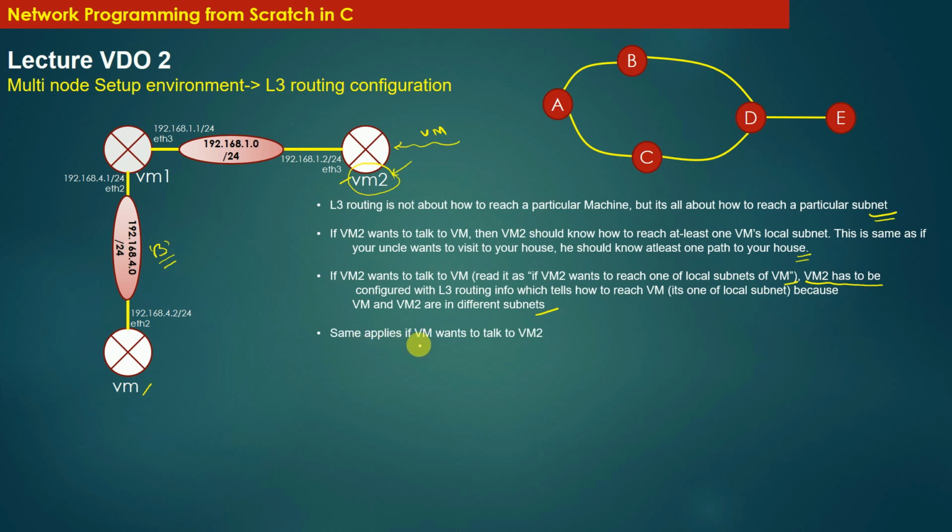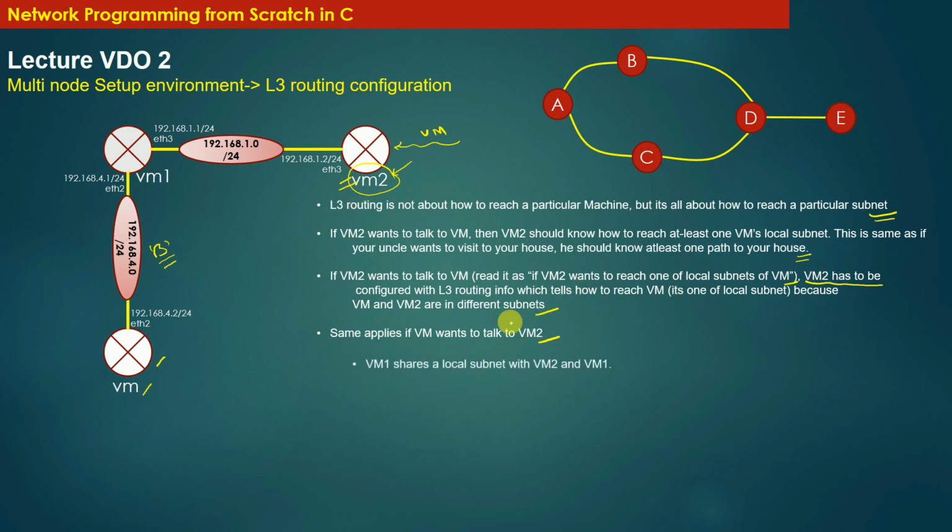The same applies if VM wants to talk to VM2, right? Because again, VM and VM2 are more than one hop away, and therefore VM and VM2 can talk to each other only when they are equipped with L3 routing information, which will tell them how to reach each other.